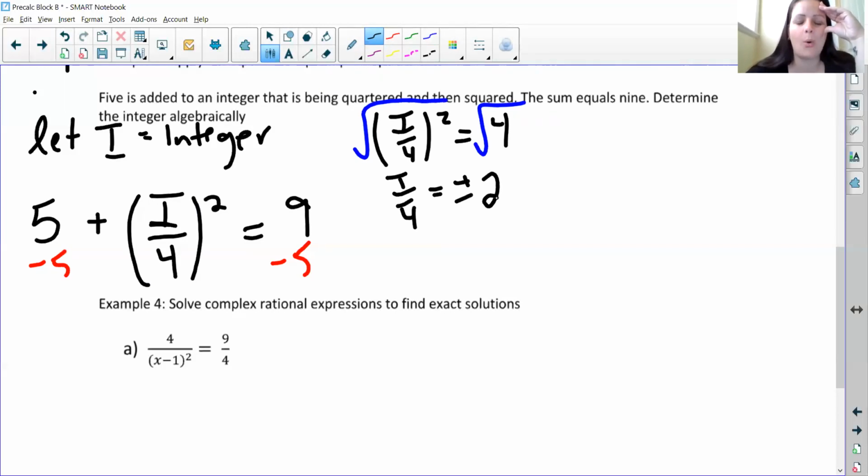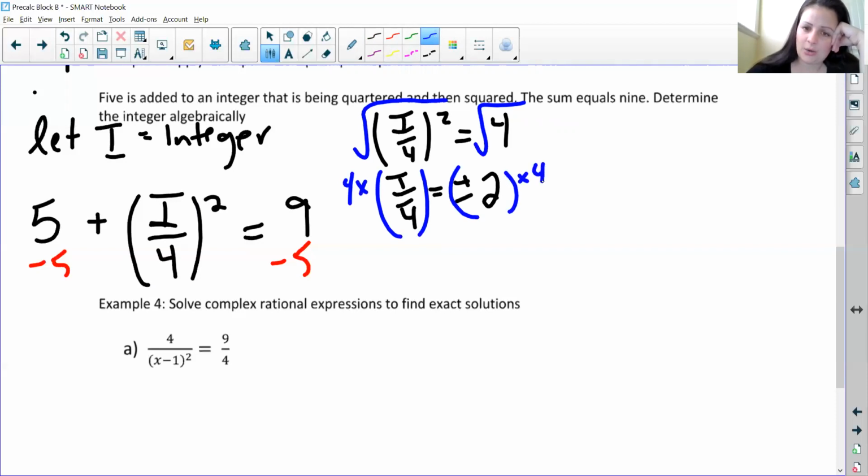So this is the biggest point of this unit. When you square root something, it can be positive or negative. So there's two possibilities, which is why there's 2 sides to a parabola. We then need to multiply everything by the denominator. So we're going to multiply everything by 4.